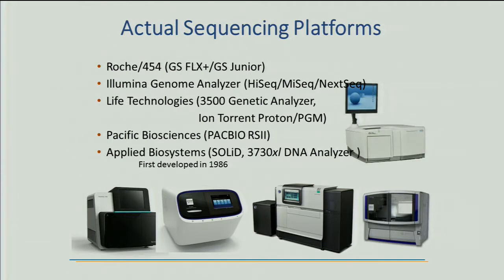So these are the current sequencer instruments. They look like they're getting as small as possible. I think the prices of each of these instruments are going down right now, but they are still on the order of a few hundred thousand dollars. Okay, so the idea is, right now, this company I know, Ion Torrent, is one of the first sequencers.